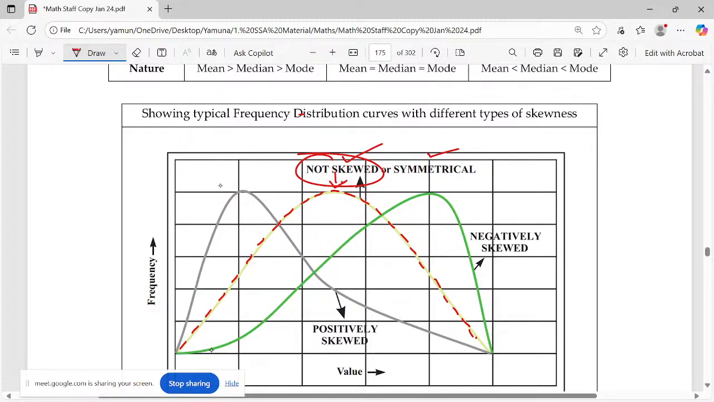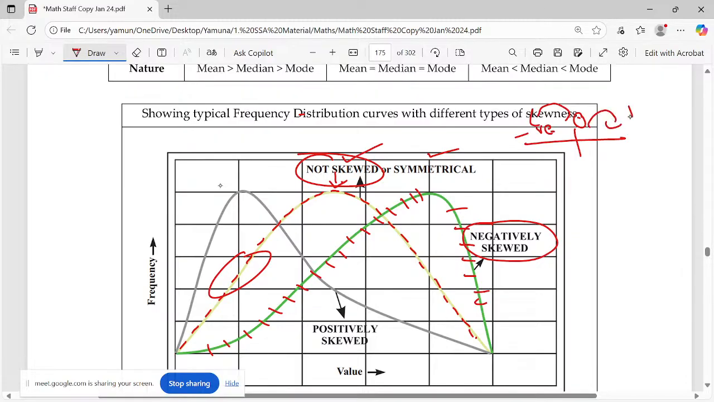See this green one. I'll draw lines. Can you find the green curve? It is slowly steeping up, but what happens? Suddenly it falls down. Which means what? The curve is dragged on this side. Okay. This is negatively skewed. How do you say this is negatively skewed or positively skewed? You take a line. This is zero. This side is negative skewness. This side is positive skewness. See, this curve is elongated this side, which means negative skewness.